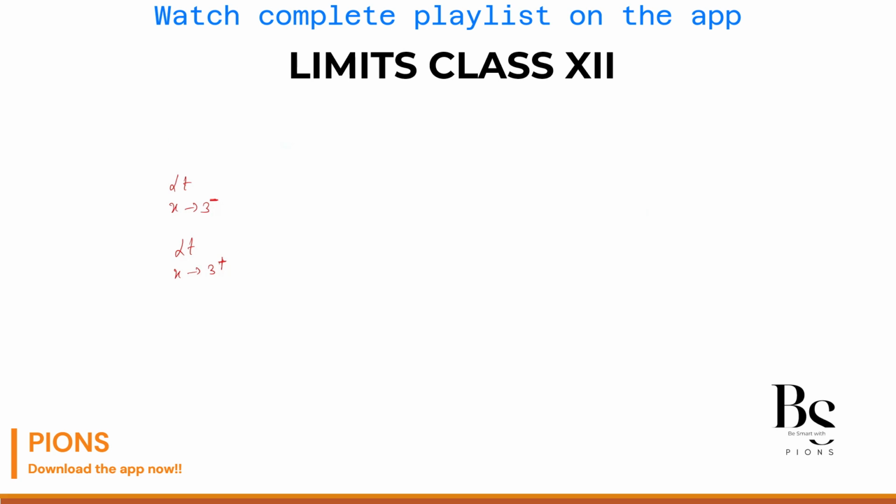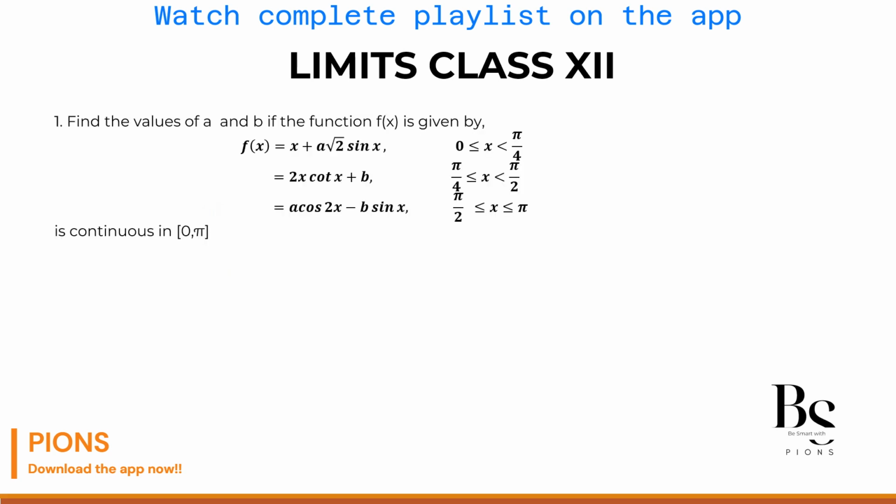So we have already done this. Let's go directly to our first problem. Our first question says find the values of a and b if the function f of x is given by this. You have to find the value of a and b if the given function is continuous in 0 to pi. So we will break this down. I'll give the core concept in this first problem, how to proceed, and as we move on to upcoming problems, the concept will become more and more clear, right?